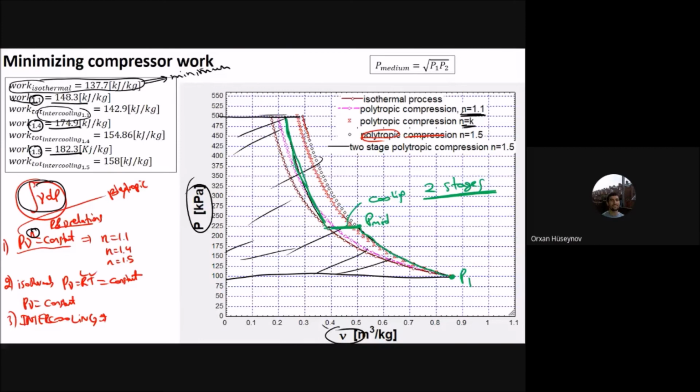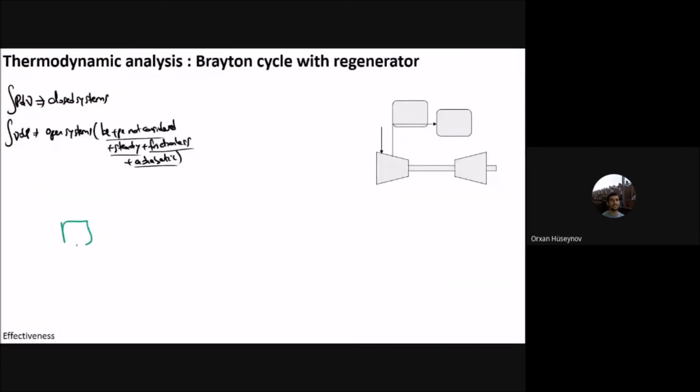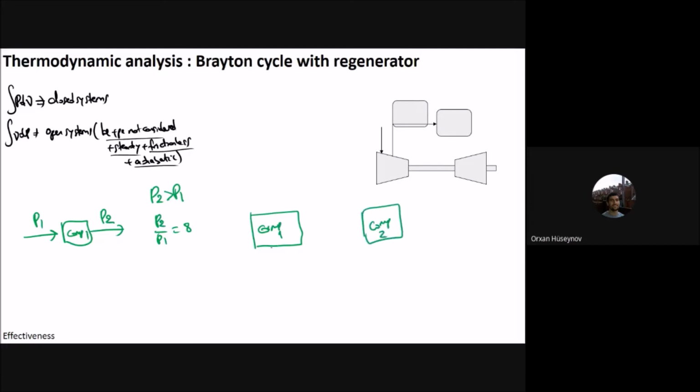So let me show it here in one slide. Say that you have compressor 1 here, and you have P1 to that compressor, and you have P2 from that compressor. And P2 is greater than P1 because you are compressing it. Let's say that P2 by P1 is 8. Now, instead of compressing it in one stage, you are adding 2 compressors. Let's say compressor 1 is here, and you have another compressor 2. And you are compressing from P1 to, let's say, P medium. And here the temperature rises. T medium is greater than T1.